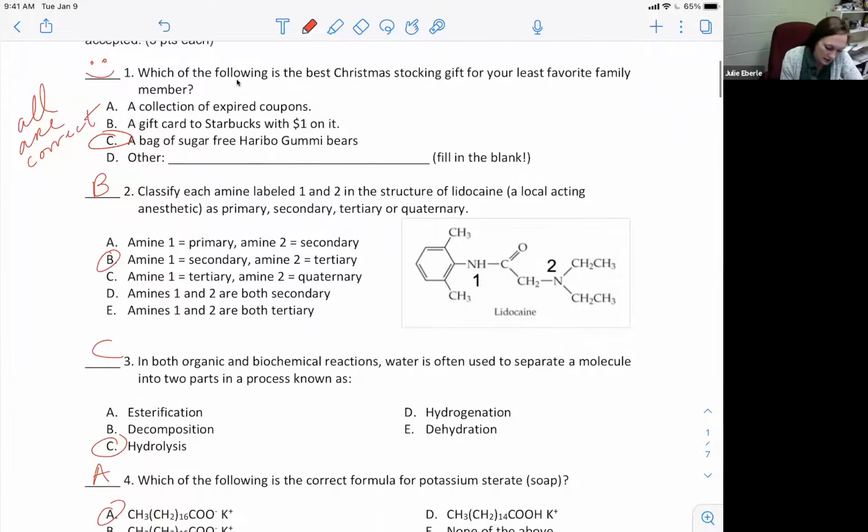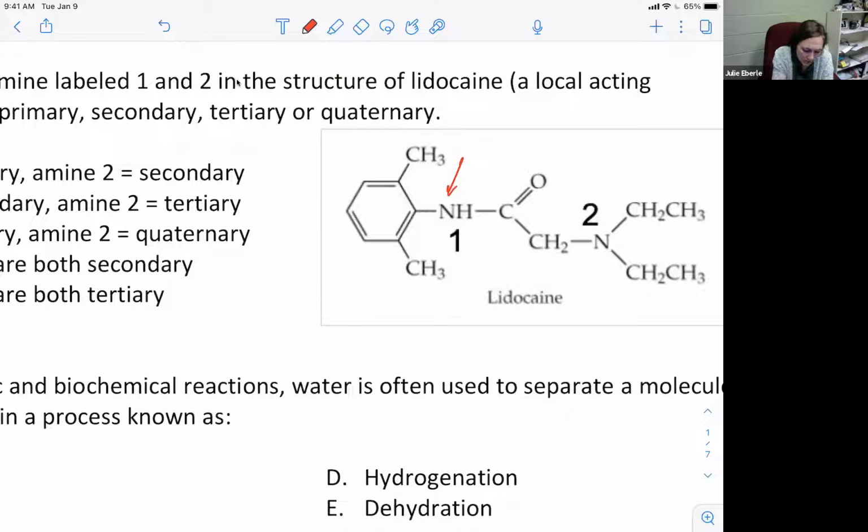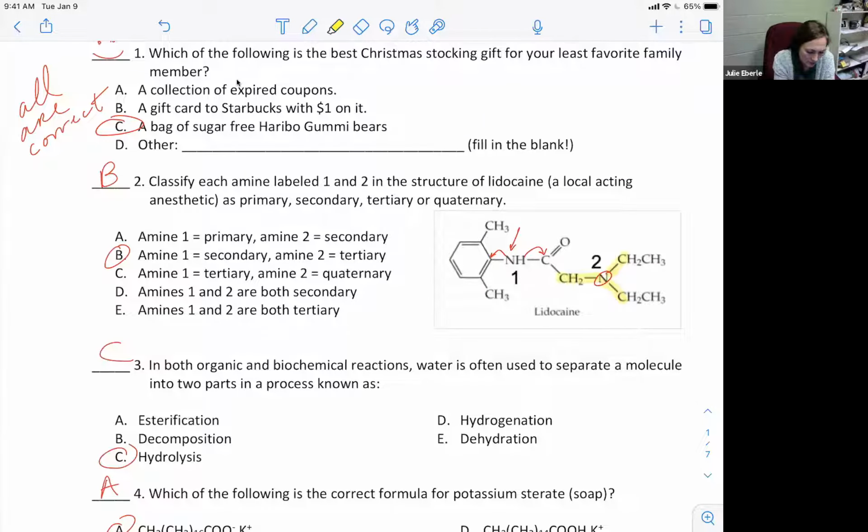But number two, classify each amine labeled 1 and 2 in the structure of lidocaine, a local acting anesthetic, as primary, secondary, or tertiary. By the way, do y'all have y'all's emails? Did it come through? Can y'all see your exams? Okay. So number one, this amine right here is bonded to 1 carbon there and 1 carbon there. So that's secondary. This amine right here has 3 carbon bonds. I'm going to highlight them. 1, 2, 3. Okay, so that's tertiary. So the correct answer was B. Amine 1 is secondary, amine 2 is tertiary.